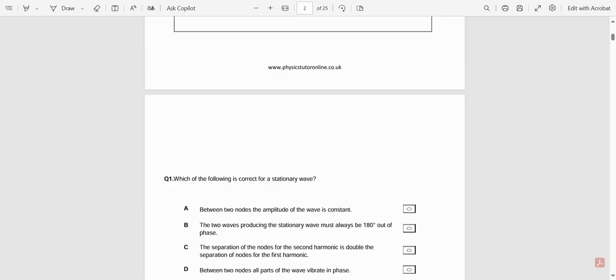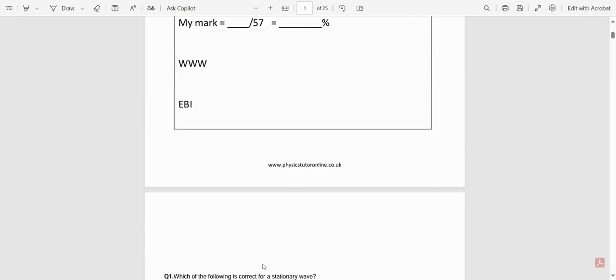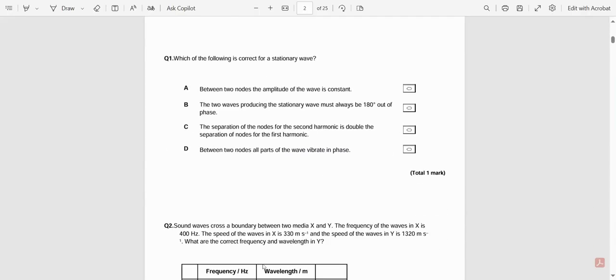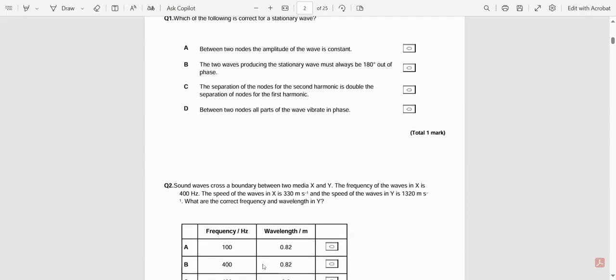AS and A level questions we are going to discuss. First, in AS level, the waves question we are going to discuss today. Some four questions I will discuss in this video. First question, look at this. Which of the following is correct for stationary waves?